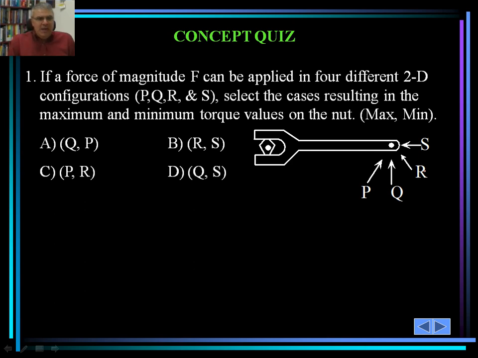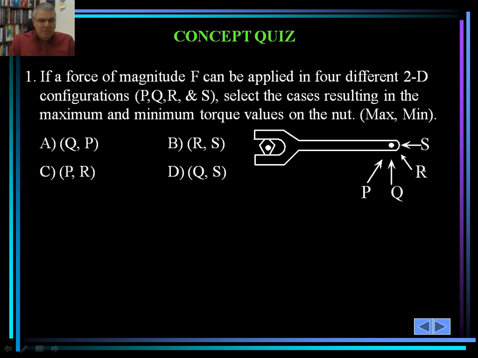Now, if we can do that, we would like to select the cases resulting in the maximum and minimum torque value on the knot. Again, principles of statics are shown to be everywhere so far, and when you're done with this class, I hope you would think of everything as being in static equilibrium. Very important to do that. So, which one would result in maximum and minimum torque values on the knot? Which one is the maximum, which one is the minimum?